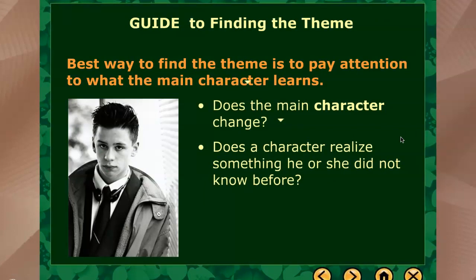Now, how do you find the theme? There's two really good ways to look for the theme. The best way to find the theme is to pay attention to what the main character learns. So, does the main character change? 99% of the time, your main character will change. And so, watching how they change will lead you to the theme.